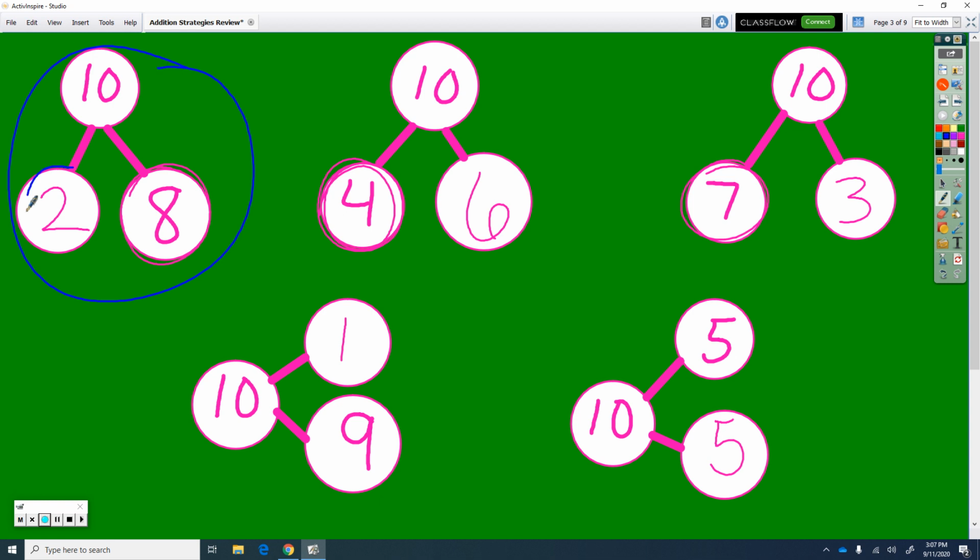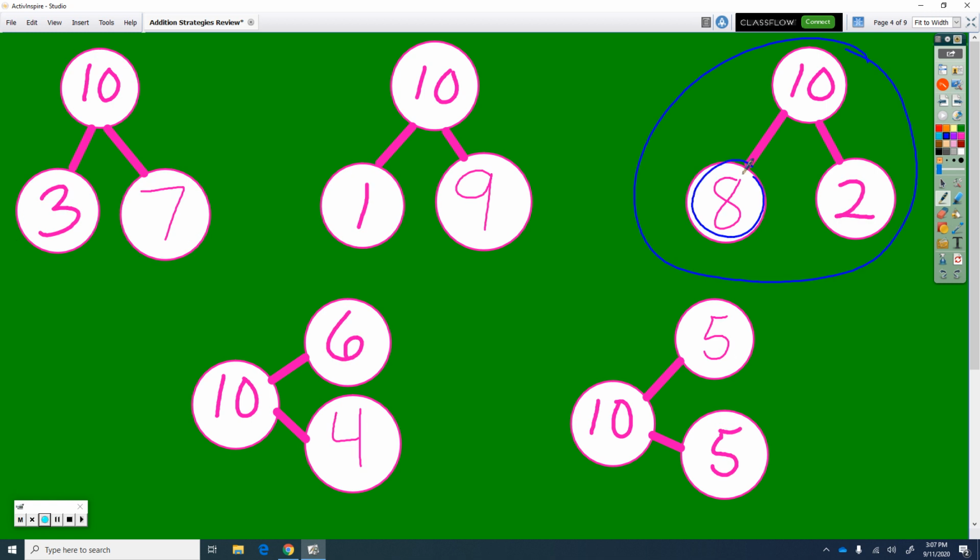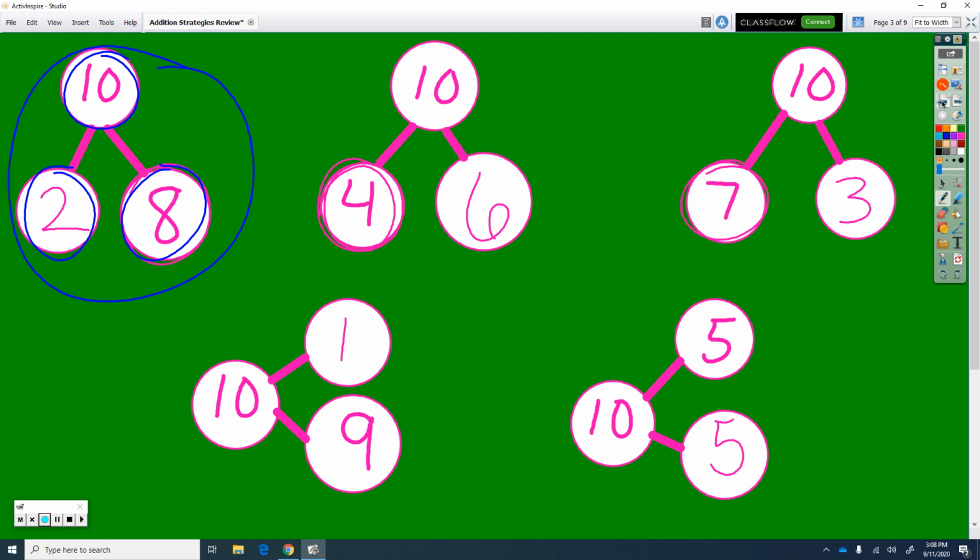They all have the same things in them. 2 plus 8 makes 10. Just like in this one, 8 and 2 is going to make 10. It doesn't matter if you have the 8 first or the 2 first, it's still going to make 10 when you put it together. I bet you noticed like this one, if you have a 1 and a 9, it's the same as this 1 and 9. Because it doesn't matter if you have the 1 first or the 9 first, it's always going to make 10.